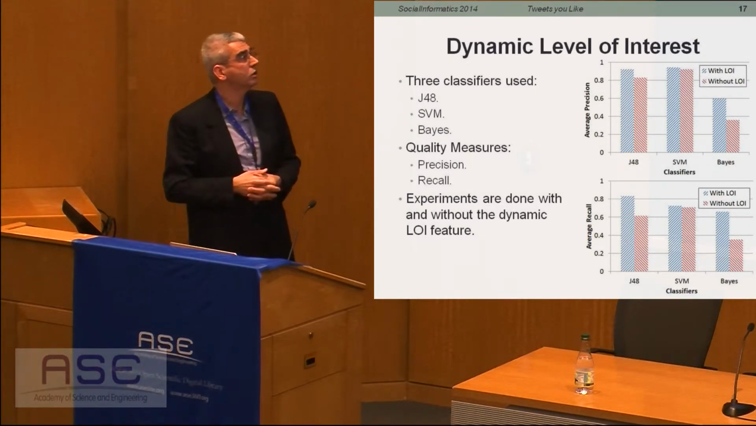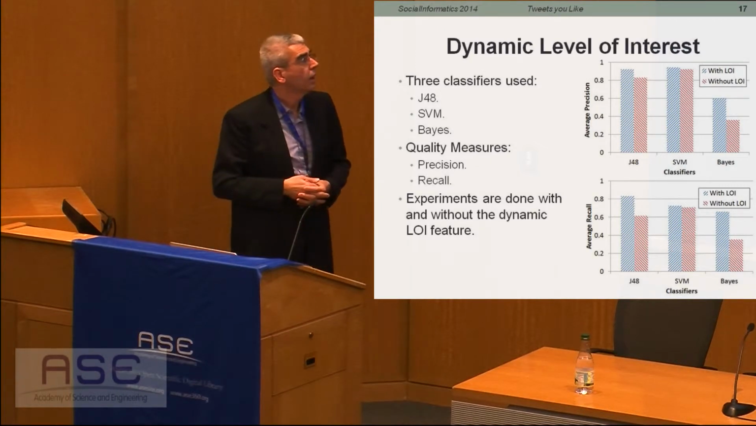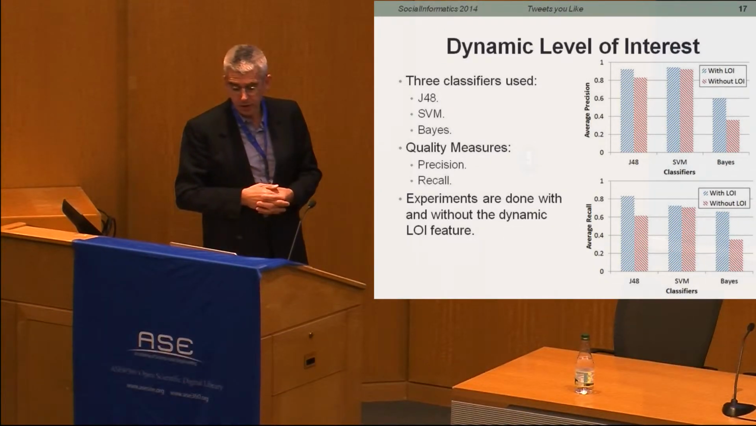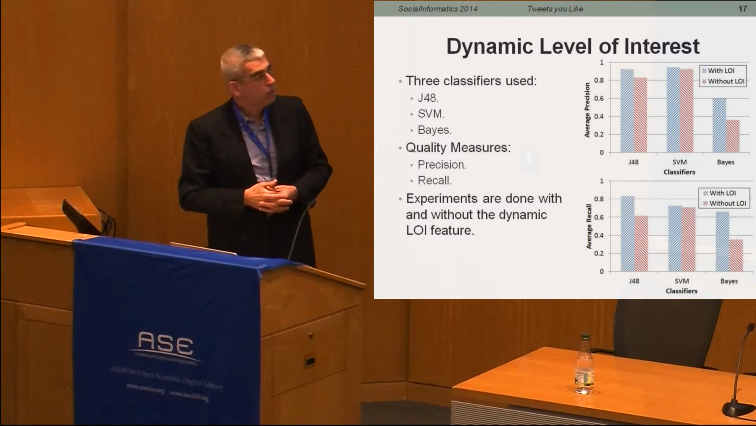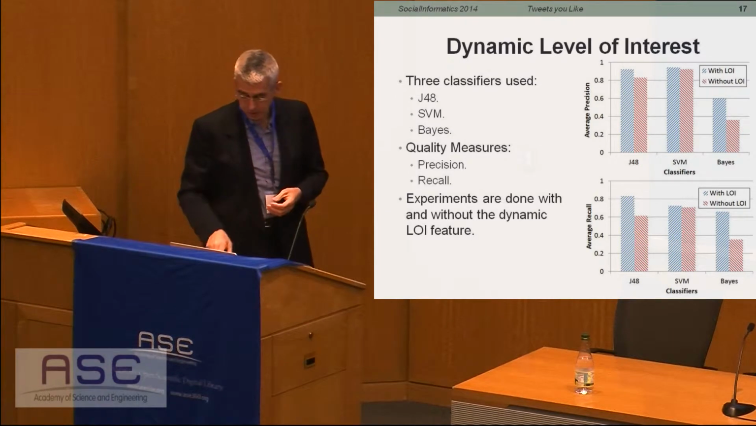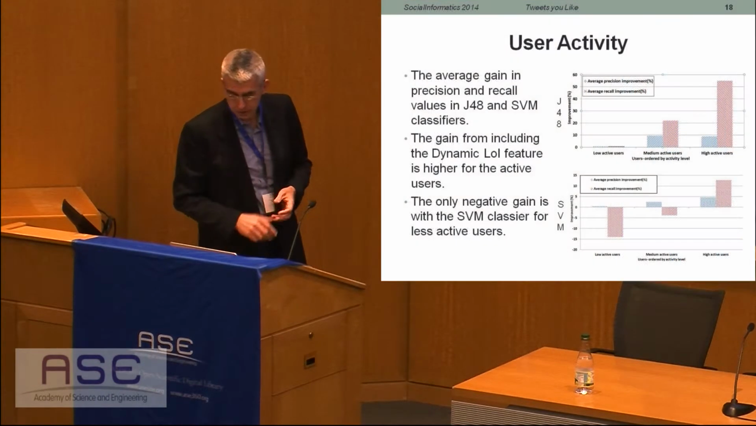So here are some illustrations of how we were able to improve both precision and recall when adding dynamic level of interest. For all 3 classifiers, we've seen some improvement. Different classifiers behave differently based on some other criteria we'll discuss in subsequent slides.